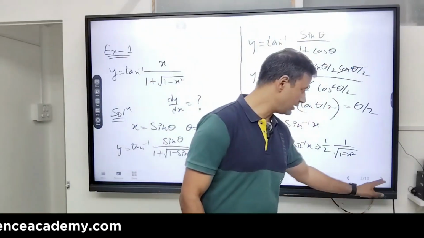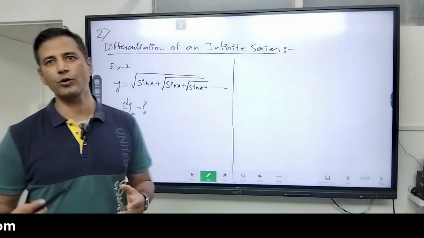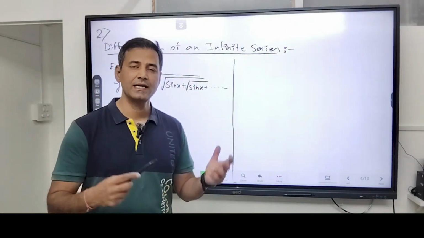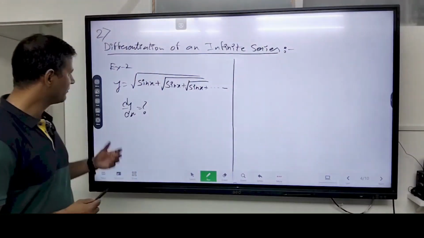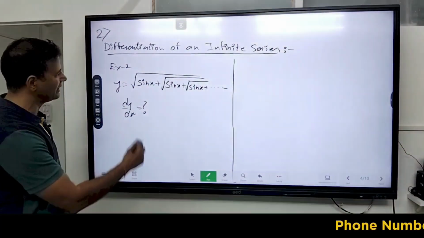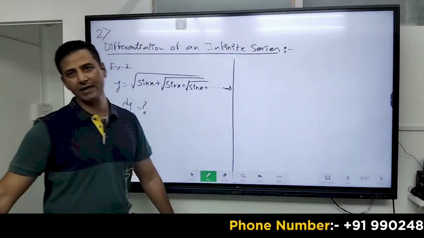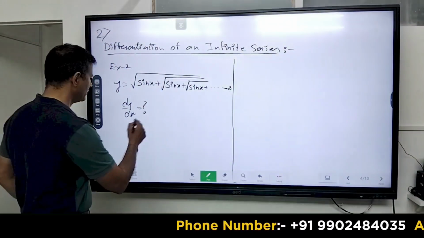Now let's go to the next part, differentiation of an infinite series. If there is a series which is infinite and recurring, for example, y is equal to sine of x plus root of sine of x plus root of sine of x, up till infinity. So how will we do it? Let us see.